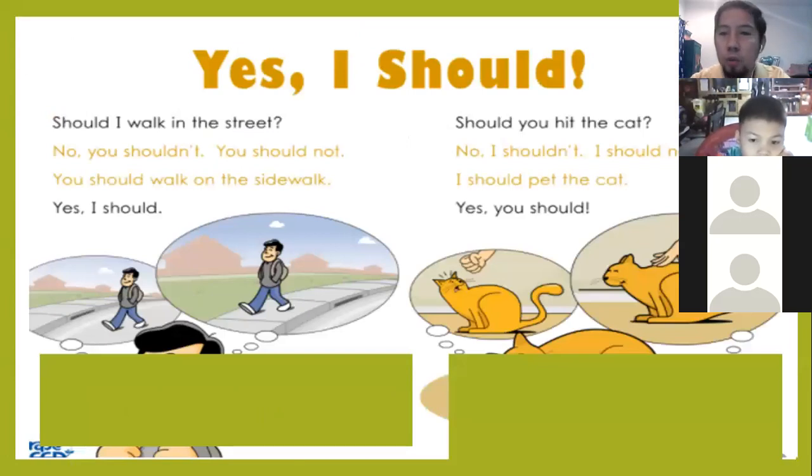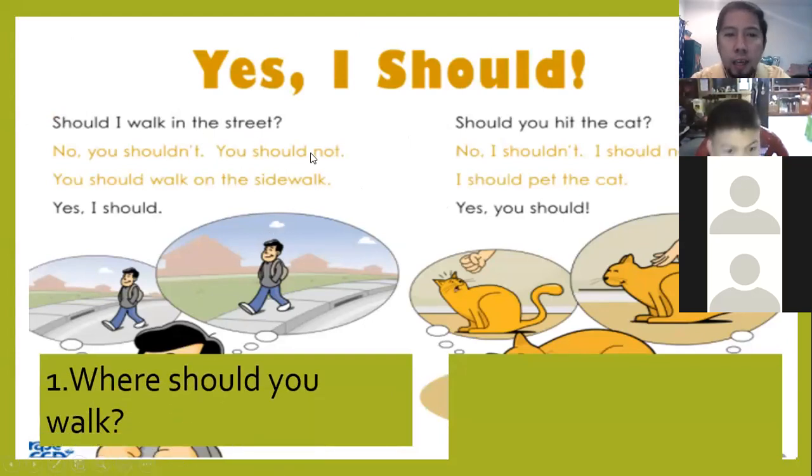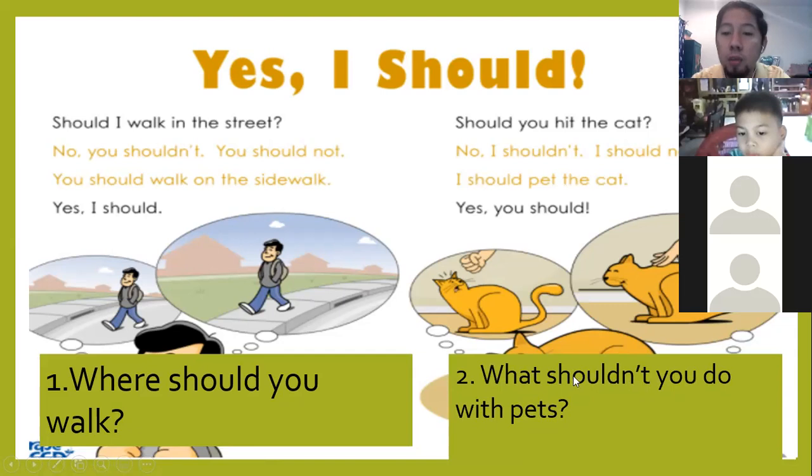Number one, where should you walk? Anybody can answer? On the sidewalk. And what shouldn't you do with your pets? You shouldn't hit the cat. Yes, the answer is you shouldn't hit the cat.